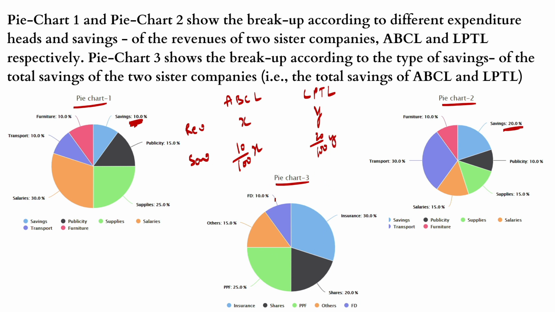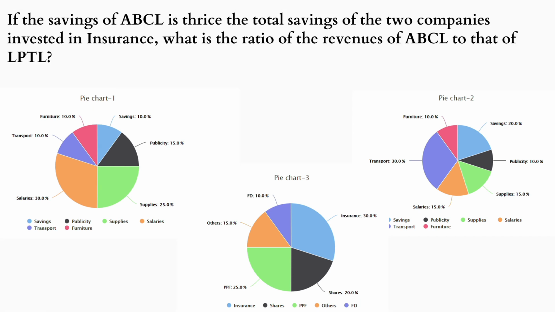And the third chart gives the savings of both ABCL and LPTL. So we must add, let me write it here, the third pie chart's interpretation: 10 by 100 x plus 20 by 100 y. So please remember this, we may take this as reference while solving the problems. So if the savings of ABCL is thrice the total savings of the two companies invested in insurance, what is the ratio of the revenues of ABCL to that of LPTL?